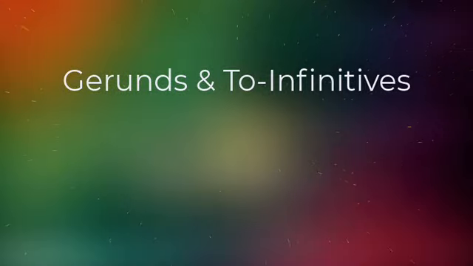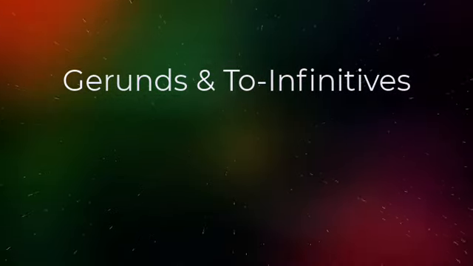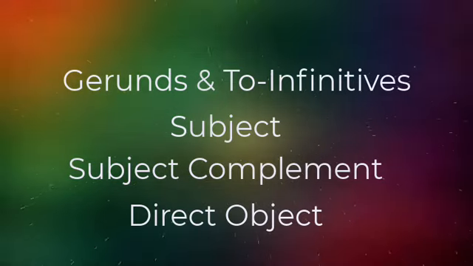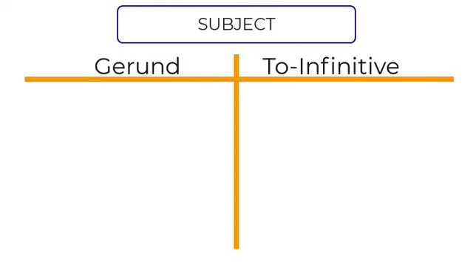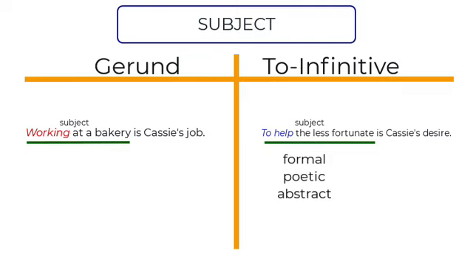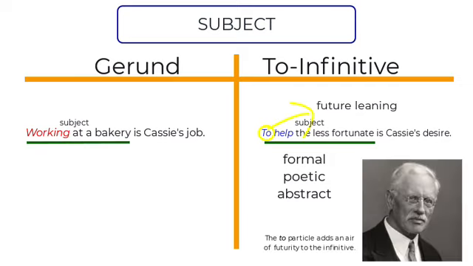Let's go on to look at gerunds and infinitives when they function as a subject, a subject complement, and a direct object. As a subject: Working at a bakery is Cassie's job. To help the less fortunate is Cassie's desire. Notice that the infinitive as a subject sounds very formal, poetic, and abstract. The to particle in the infinitive is future-leaning, and according to Jespersen, it adds an air of futurity, meaning in the future.